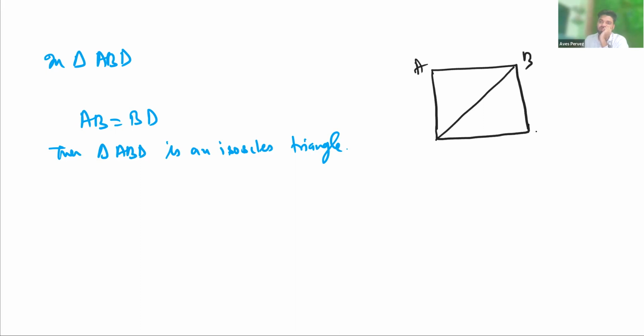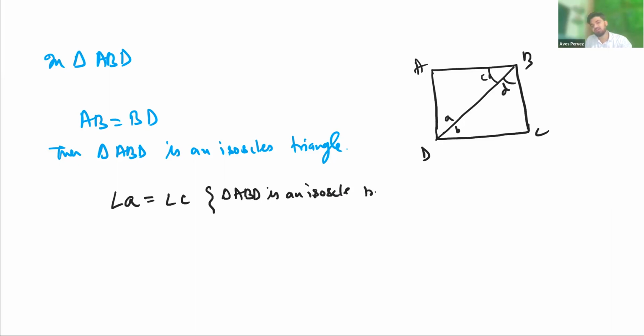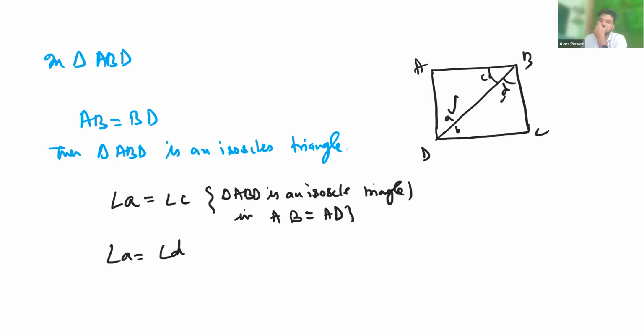this is A, this is B, this is C, this is D. Again, we'll write it A, B, C, D. So you will write here angle A will be equal to angle C because triangle ABD is an isosceles triangle in which AB is equal to AD. Second point, you will write that angle A will be equal to angle D. Angle A will be equal to angle D. Why? Sir, I didn't understand. Because angle A, they are co-interior angles. Angle A will be equal to angle D. Why?